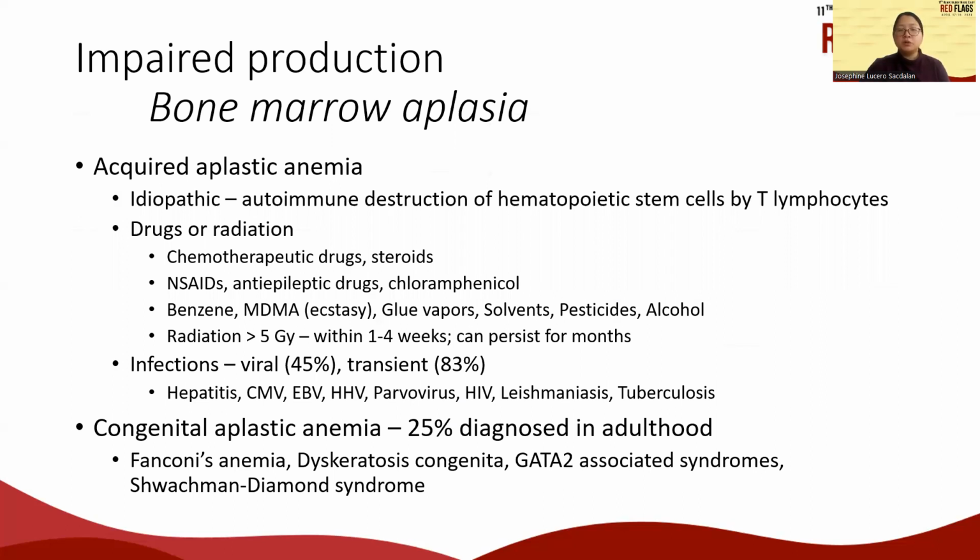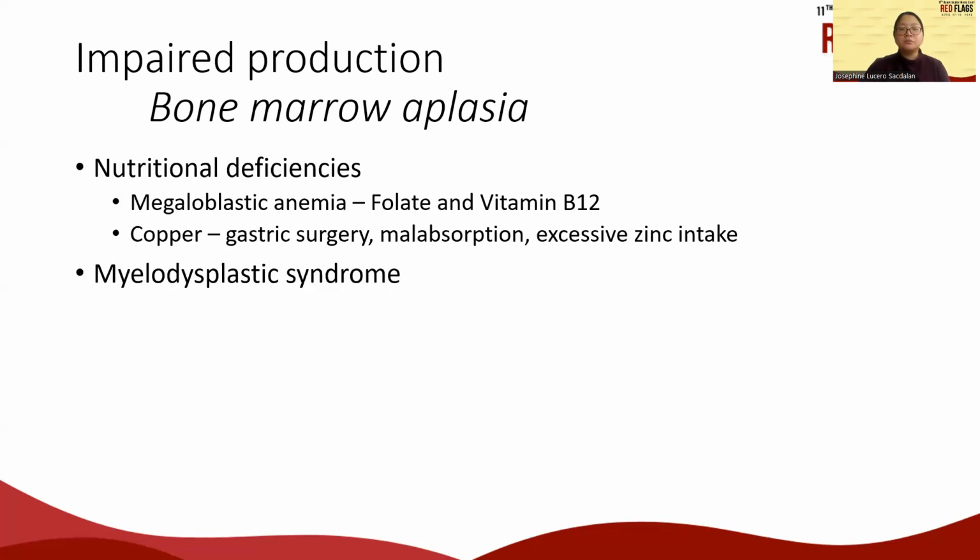And in the Philippines, tuberculosis is an important differential. Congenital aplastic anemia may also occur even in adulthood and usually present with other syndromic features. Impaired production may also be due to ineffective erythropoiesis, such as in the case of nutritional deficiencies of folate, vitamin B12, or copper. Myelodysplastic syndrome, on the other hand, is characterized by immature, poorly formed, or poorly functioning blood cells.